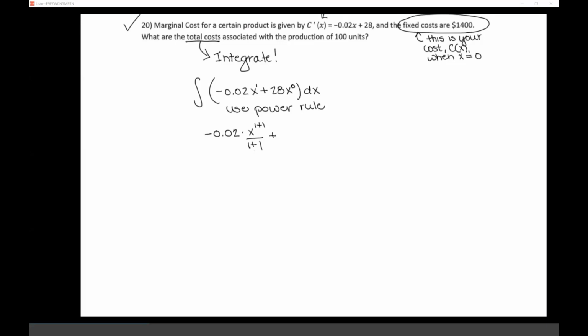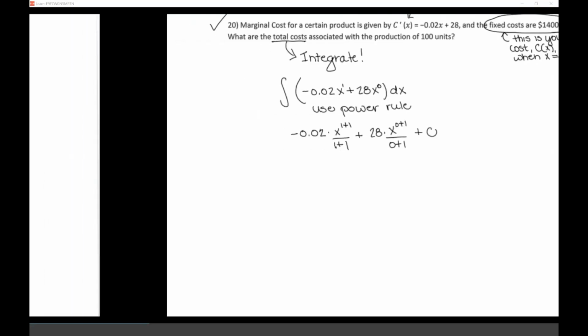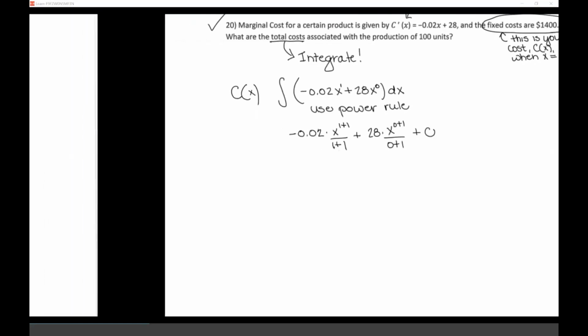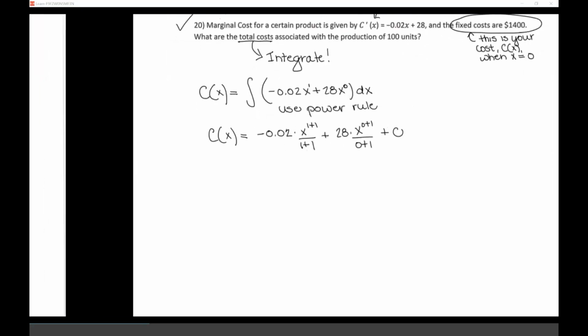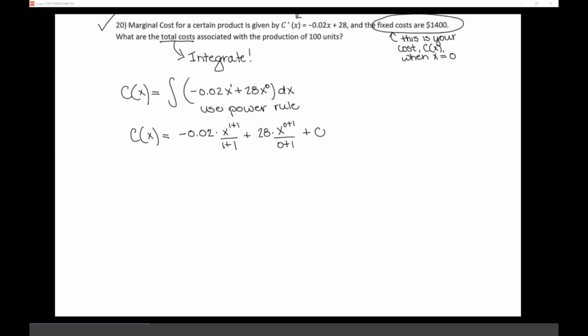The 28 has also become a coefficient, so pull it through. Add 1 to the exponent, put it over the new exponent. Okay, plus c. And this is going to be our total cost. No prime anymore, right? Everybody all right with that part?